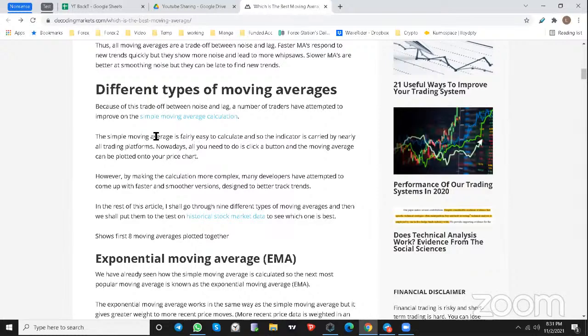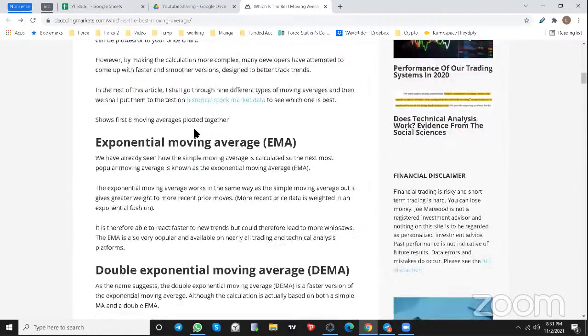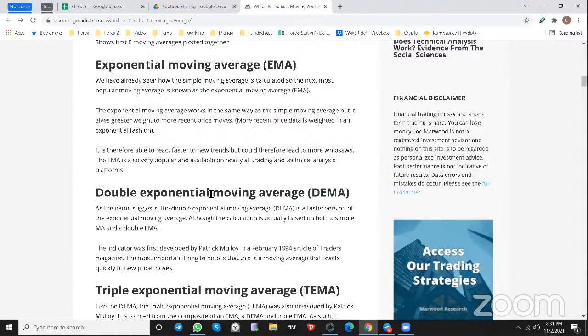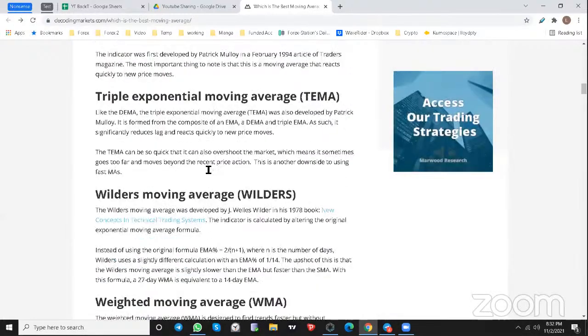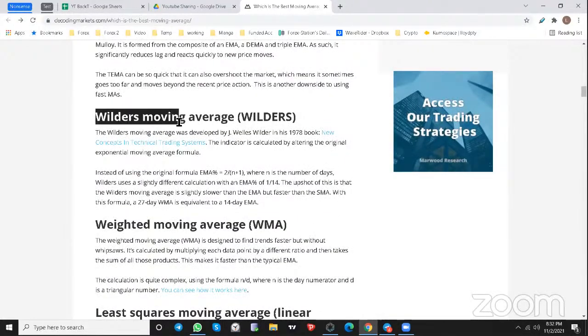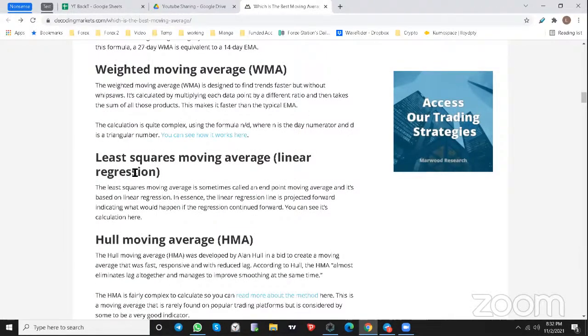By default, MT4 will show you the simple moving average, SMA. And then of course, for ATW students, you'll be familiar with EMA. And you also have double exponential, so that's the third one. Triple exponential, fourth. Wilder's moving average, pretty sure most of you might not have heard of this one. Weighted moving average, linear regression, which, no, I shall not spoil that.